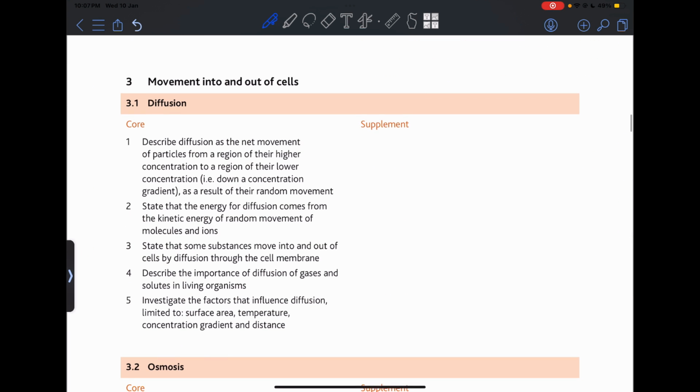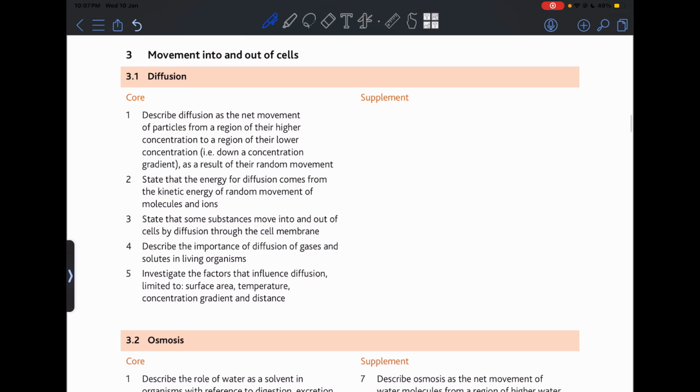Now this is the next chapter, chapter 3, movement into and out of the cells. This is a very important chapter. It comes in all papers. So you have to study this chapter very well, because I see it all the time in the past papers.